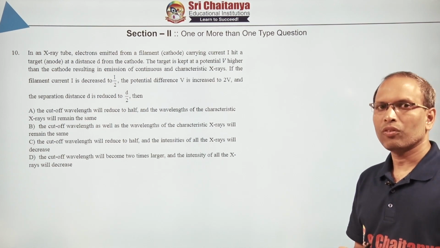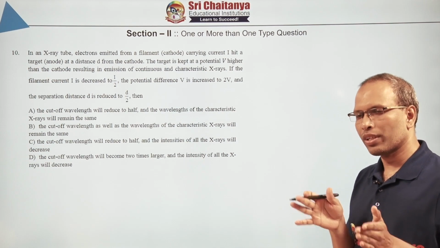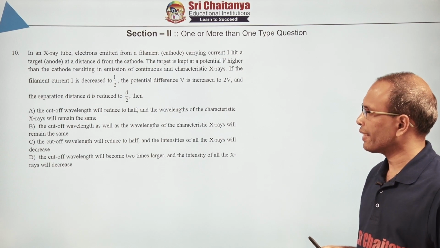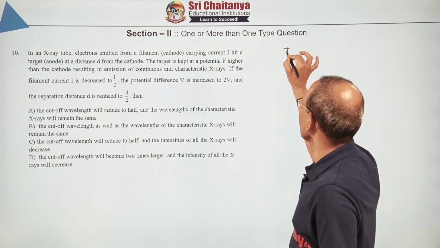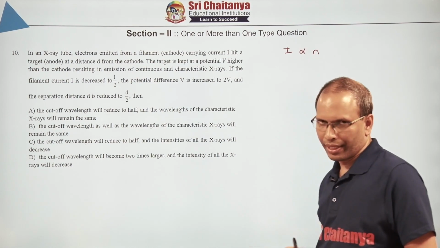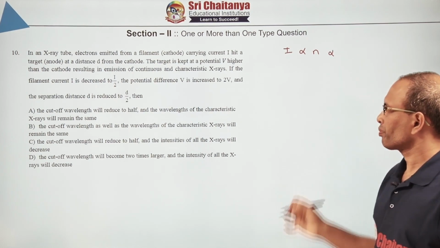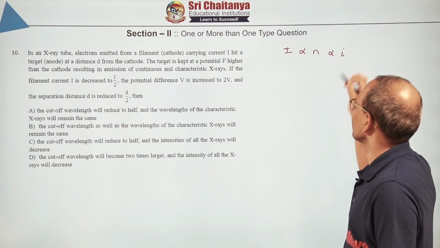Which is effectively determining the intensity, because the number of electrons striking will produce the number of photons, which will decide the intensity. So you can very clearly understand that intensity depends on the number of electrons emitted, which is directly proportional to the current.